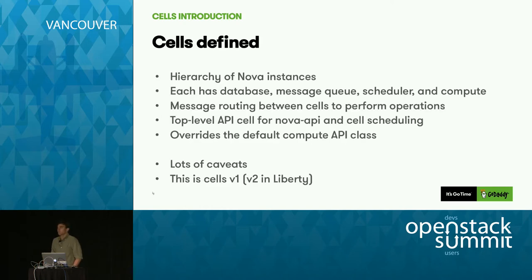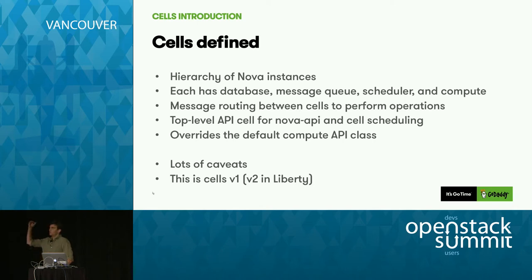Specifically, Nova Cells is really just a hierarchy of Nova installations. That's the easiest way to think about it. Each of those Nova instances has its own database, its own message queue, its own scheduler, and its own compute service. So it really is an independent Nova installation, minus the API service. The way these interact is they pass messages back and forth through the message queues, and we'll get into the specifics of that in a minute.